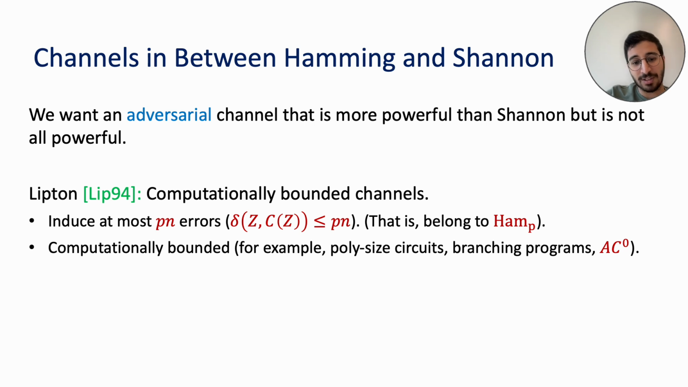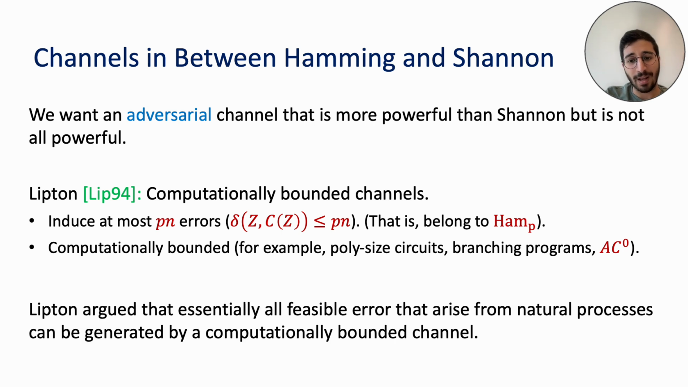But more than that, these channels are drawn from some computation-bounded class. For example, poly-size circuits, branching programs, AC0, and etc. So think of these channels as being limited in two resources. The first is the amount of error, and the other is the computational power. And the rationale behind this approach, of course, is that in real life, the actual error that is being induced to these code words that we're sending is, of course, not unbounded. The actual error patterns that are generated in real life are all computationally bounded in some sense. So it makes sense to consider this limitation or this relaxation.